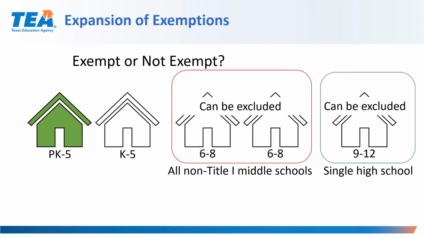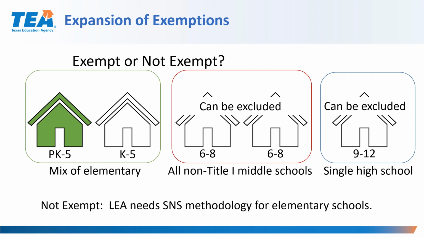The single high school could be excluded from the methodology. The middle school campuses, which are all non-Title I, could be excluded from the methodology. There's a mix of elementary schools, Title I and non-Title I. This particular LEA would not be exempt from the SNS methodology requirement. It would need to have a methodology for its elementary schools, although it would not have to include its middle school or high school campuses.